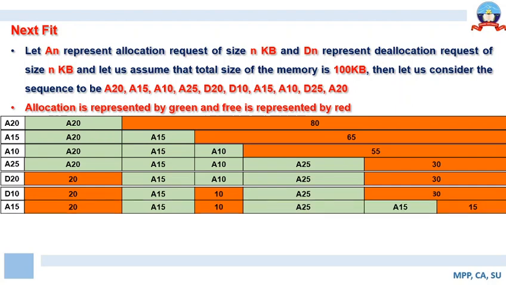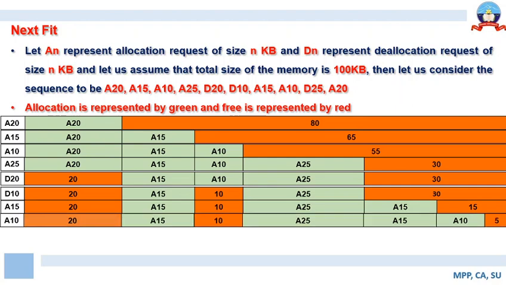Now we have an allocation request of 15 kilobytes. As said, in case of the next fit memory allocation scheme, allocation starts from the last allocation. The last allocation was of 25 kilobytes. So now the allocation will start after the last allocation of 25 kilobytes. So 15 kilobytes will be allocated after the 25 kilobytes. This is how the next fit memory allocation scheme attempts to have a more even distribution of allocation over the memory address space. Then we have an allocation request of 10 kilobytes.